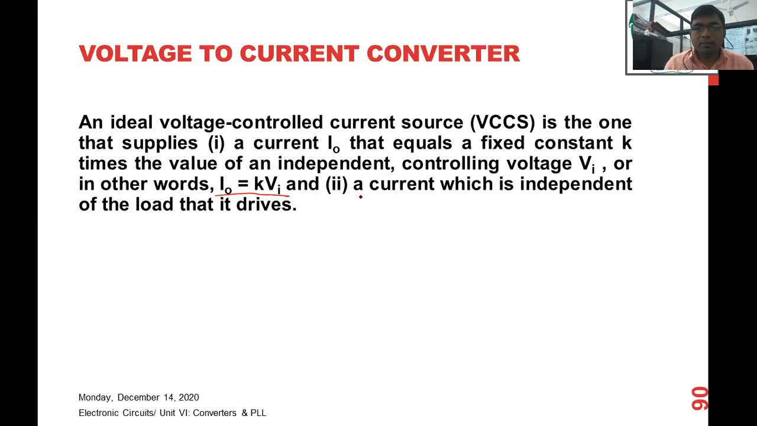And the second feature of this is a current which is independent of the load that it drives. So you can see in the equation that current solely depends upon the input voltage and a proportional constant. So it is independent of the load you have connected.